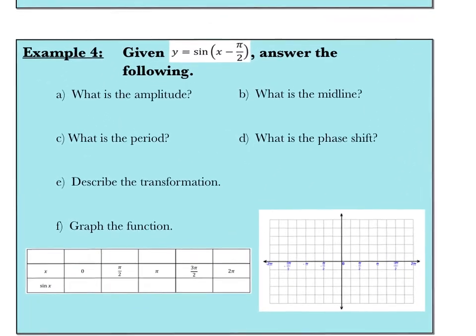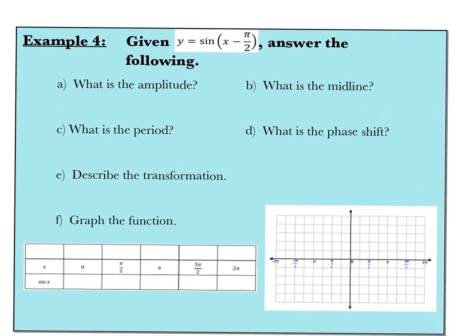All right. So now what am I doing here? We're not going to focus a whole lot on this. Amplitude, still 1, nothing out front of sine. Midline, I'm not adding or subtracting anything on the back or the front, so it's still at 0. What's my period? I'm not multiplying by anything in here, so it's just 2 pi over 1, which is just 2 pi.